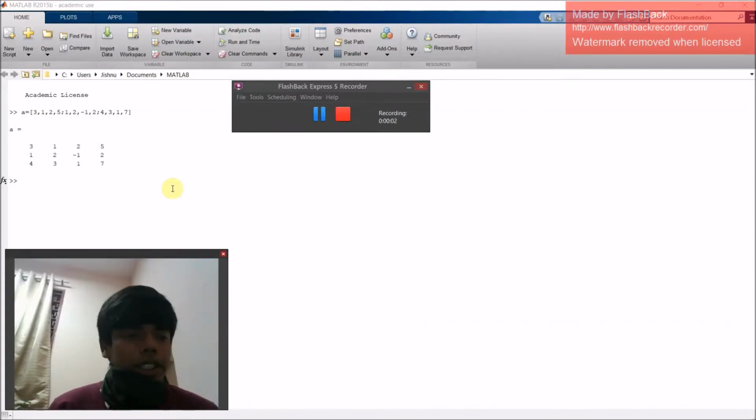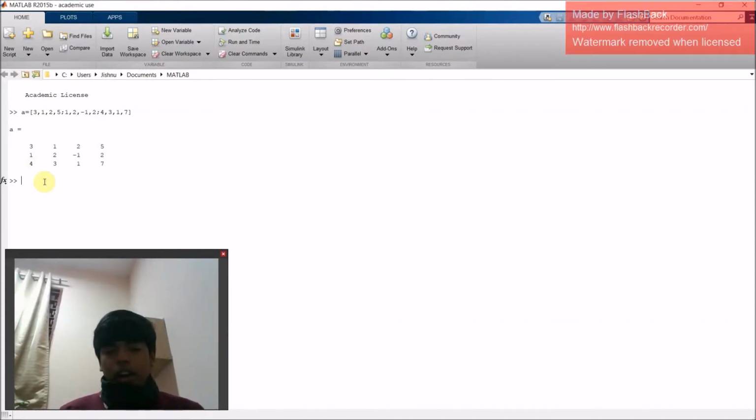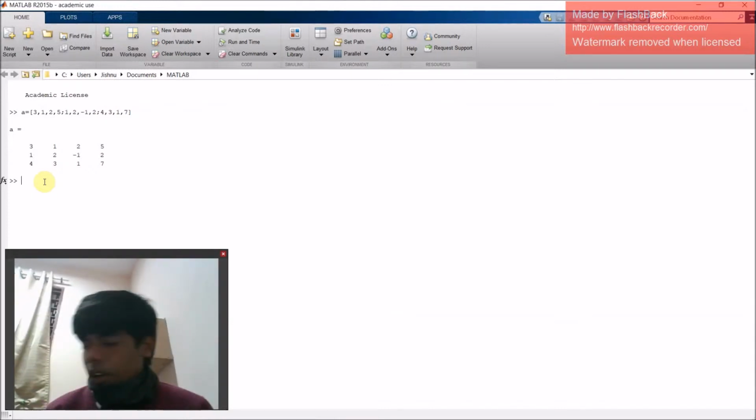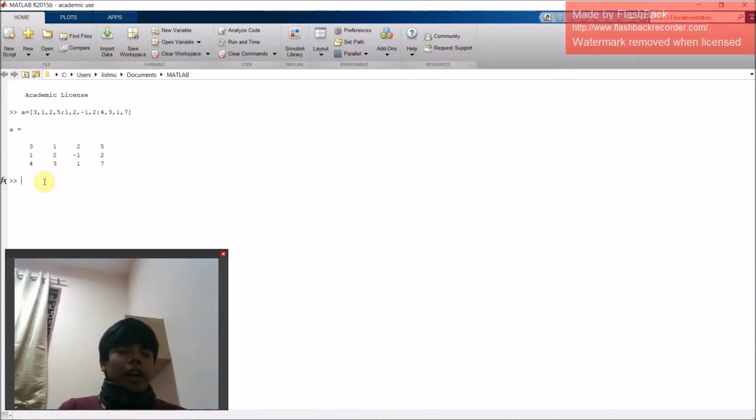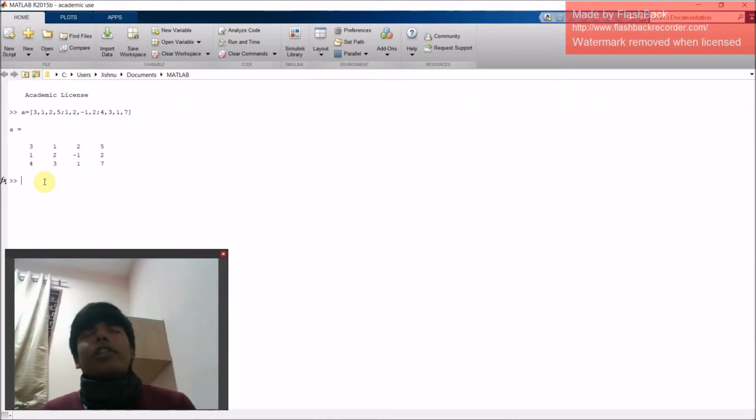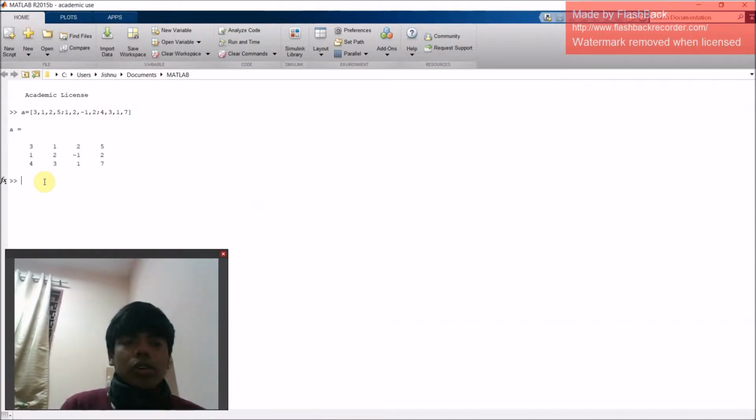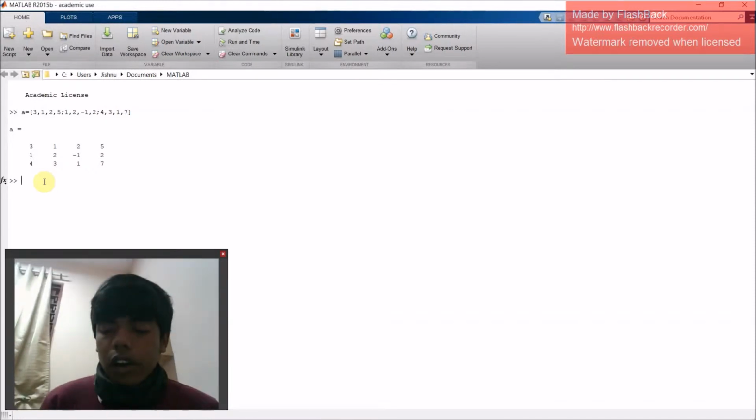Alright, so the second bit of this video, or second video. In the previous video, we had made a matrix. You can see it on the screen: 3, 1, 2, 5, 1, 2, minus 1, 2, 4, 3, 1, 7, and now we're supposed to reduce it to the row reduced echelon form.